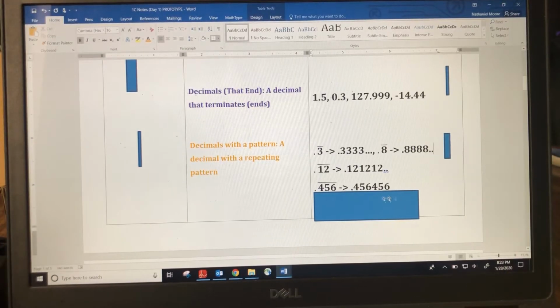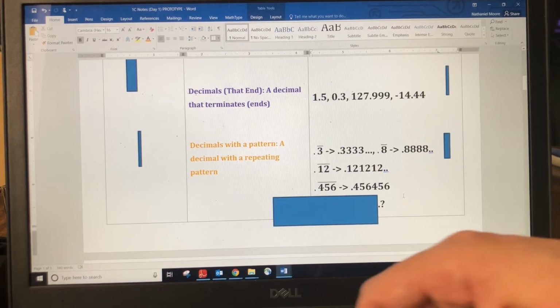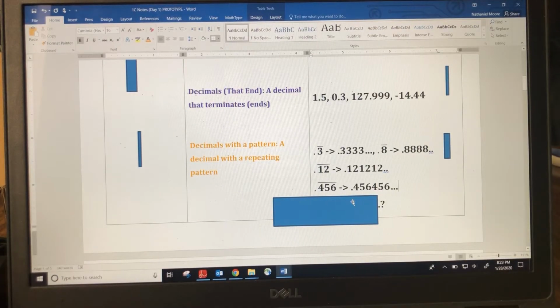Right? Another one I wanted to show was 0.456. Notice how this one would still give us a pattern like 456 456 456 dot dot dot forever. Something kind of like that, right? Goes on forever with the same pattern.